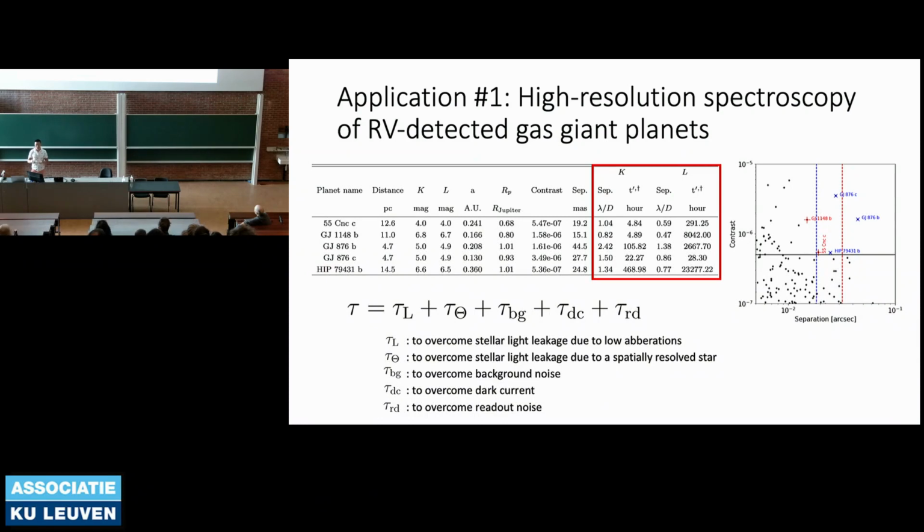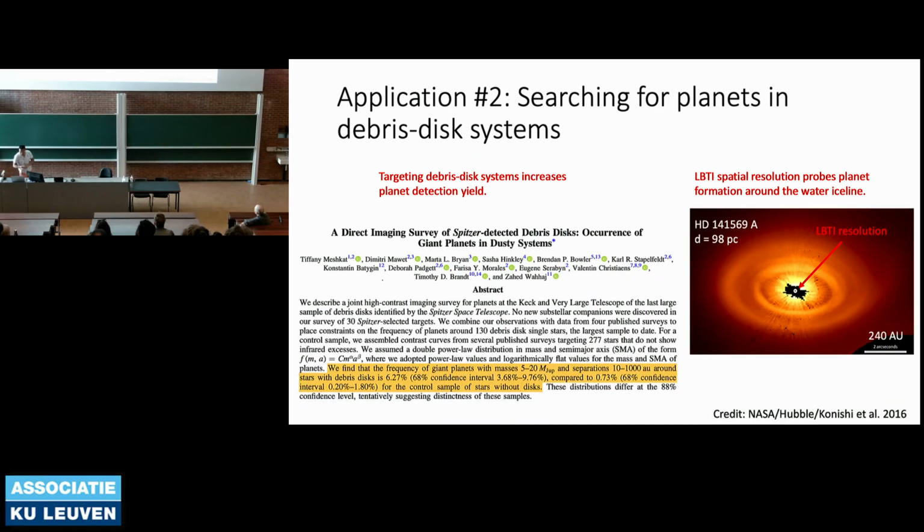And the total exposure time, as explained by the equation here, actually includes the noise sources of the detector, the background, and also the finite size of the stars, if it's close enough and being spatially resolved. So that is for follow-up of directly detected gas giant planets.